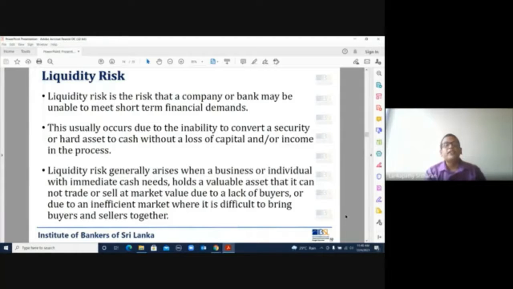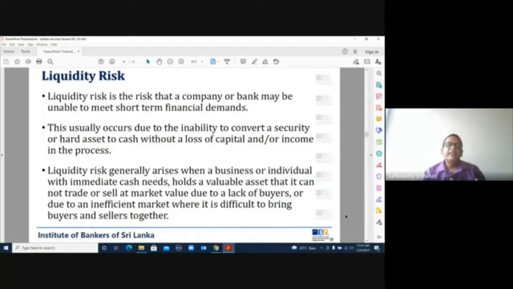You may know that Basel III talks about liquidity risk, and they have introduced a ratio called the liquidity coverage ratio, which we will discuss later on if time permits. But keep in mind that liquidity risk became more prominent after the global financial crisis. Liquidity risk is a risk that a company or bank may be unable to meet short-term financial demands.